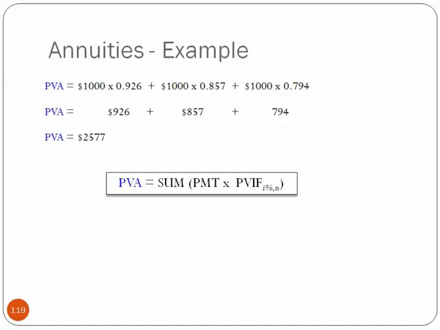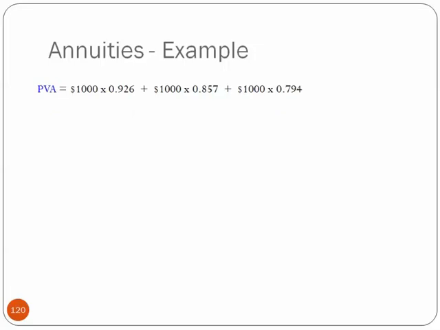So a summary of this method is simply the present value of the annuity is equal to the sum, and then we calculate each of these payments times their present value factor. Alternatively, this is the exact same equation as the previous slide. We can draw out the $1,000 from each of these terms because it's common to them. So it's really just the $1,000 times, and then we can add up the present value interest factors, 0.926 plus 0.857 plus 0.794. And that's just $1,000 times 2.577.